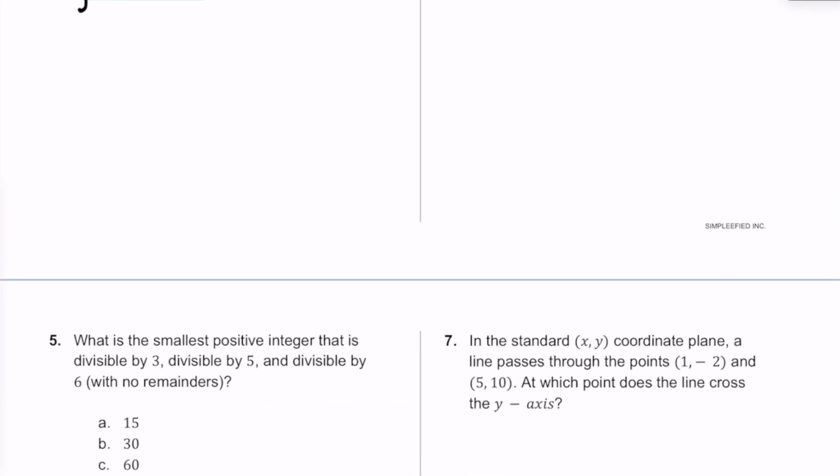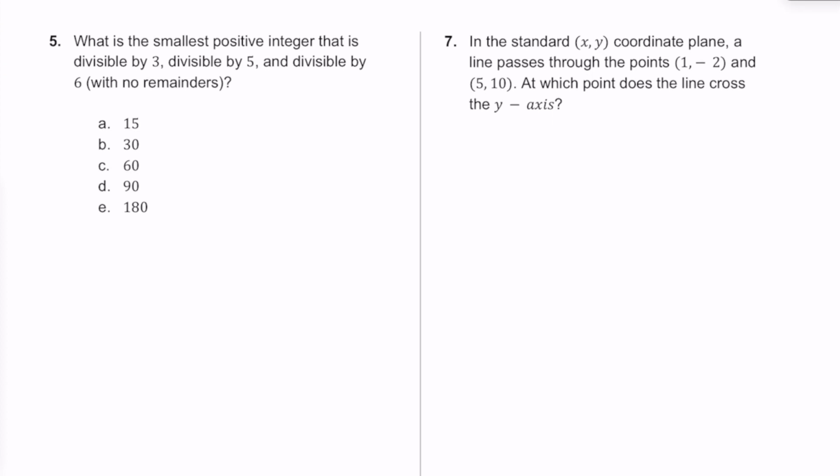All right, here is number 5. In number 5, it says, what is the smallest positive integer that is divisible by 3, 5, and 6 with no remainders? Now, while there's a few different ways we can go about this, it does say look for the smallest integer that is divisible by all 3 of those numbers.